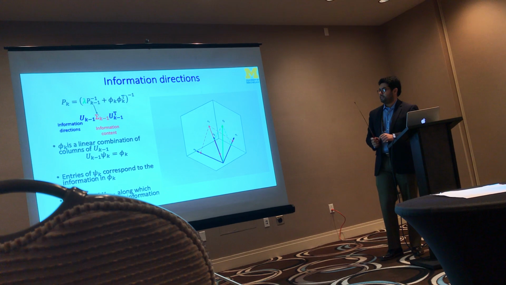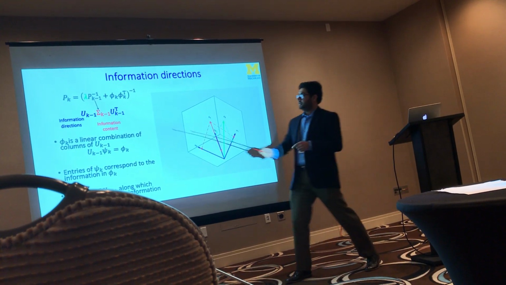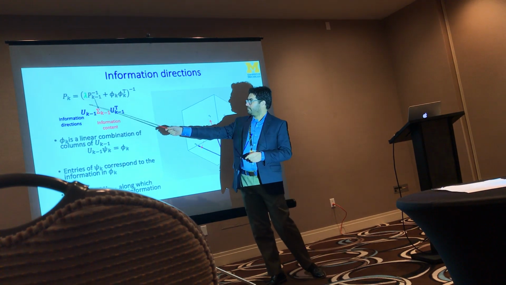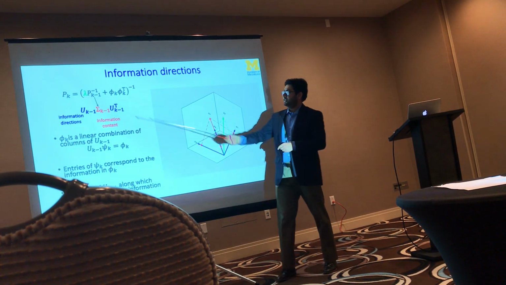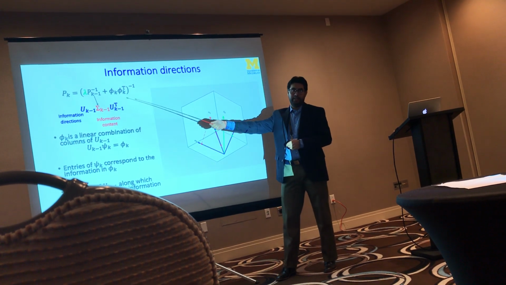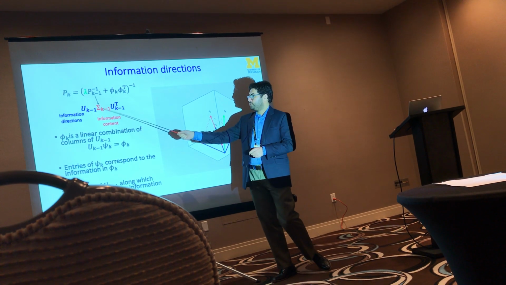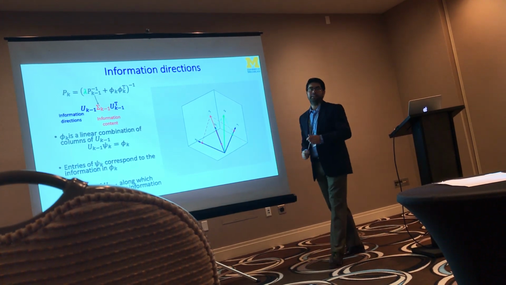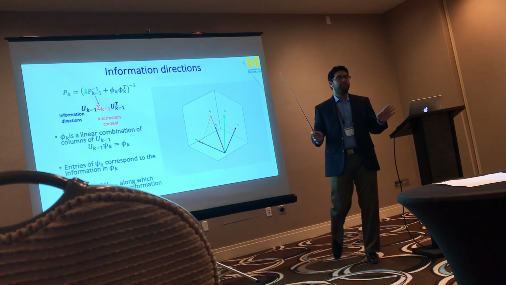The information directions that I was talking about, let me make that idea clear. I showed that the covariance matrix is updated using this equation. So what I do is I look at the covariance at the previous step, and I use singular value decomposition to break it down as U sigma U transpose. Then I say the columns of U, which are the singular vectors of P of k minus 1, are the information directions.